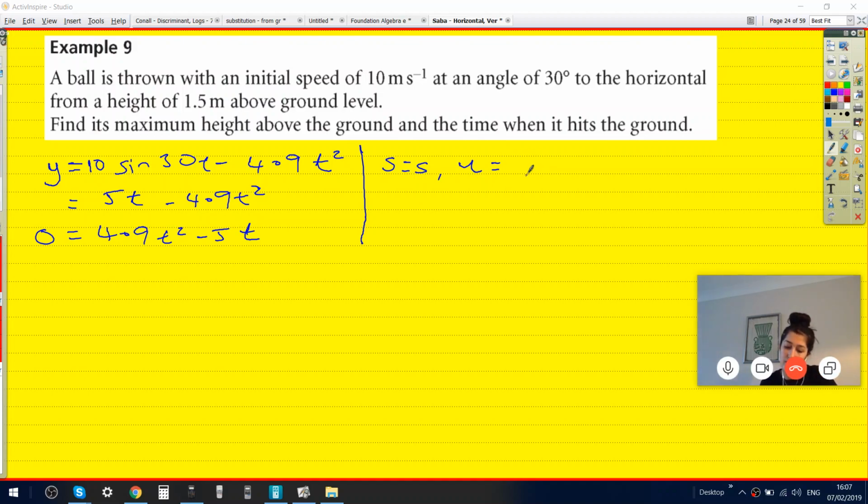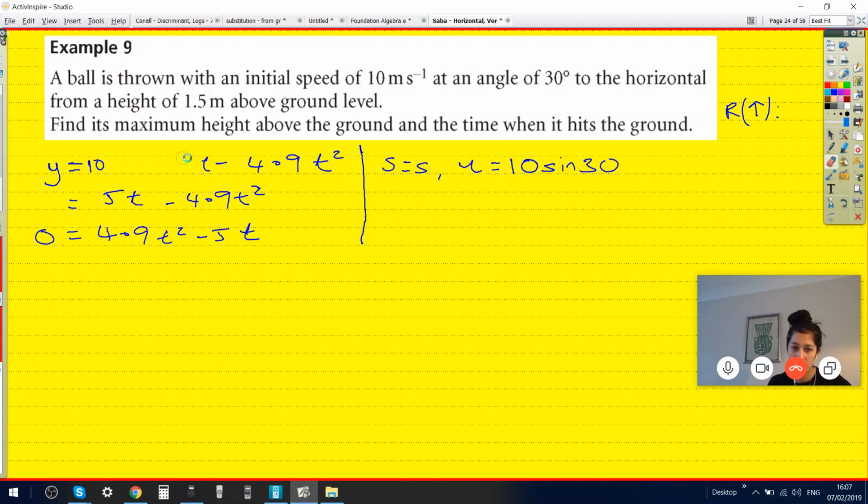Do you have to find the range? So what would be u resolving vertically? 10? No, it's up. So up, 10 cos, the 10 sine, isn't it? For horizontal, I think this over here should be cos.